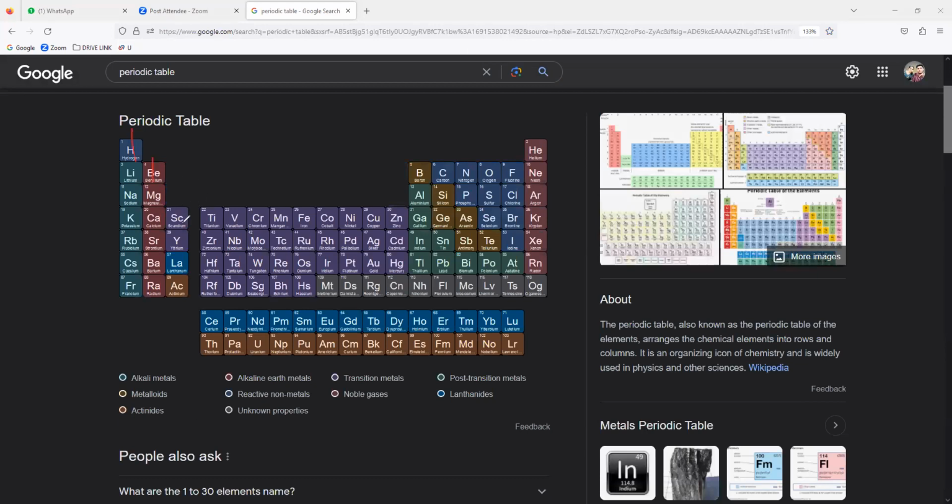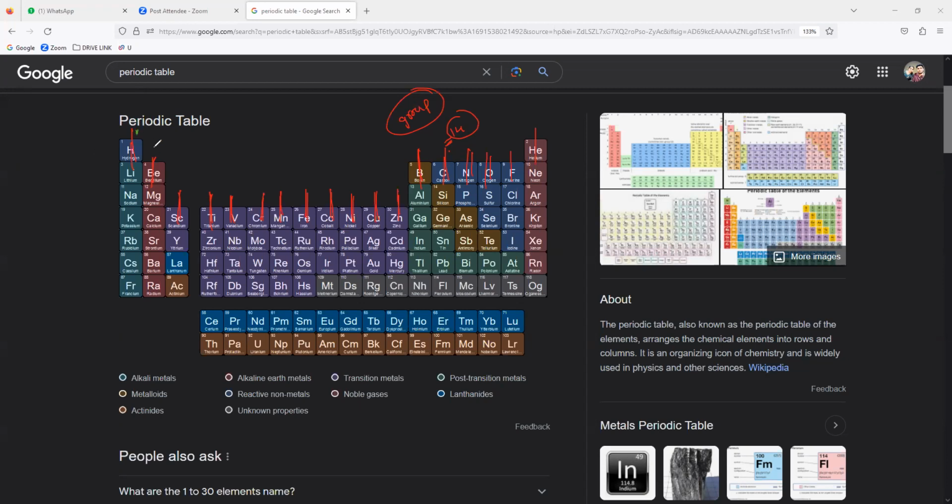So group 1, group 2, group 3, group 4, 5, 6, 7, 8, 9, 10, 11, 13, 14. Actually, it is a group 15 element. Sorry, it is not 14. So carbon belongs to group 15 actually. Next 16, 17. Sorry, wrong. You have made a mistake somewhere. So actually carbon belongs to group 14 only. So count it now: 18, 17, 16, 15, 14, 13, 12, 11, 10, 9, 8, 7, 6, 5, 4, 3, 2, 1. Correct, everybody? Group number 14, not 15. I made a mistake in counting. So which group does it belong to, everybody?